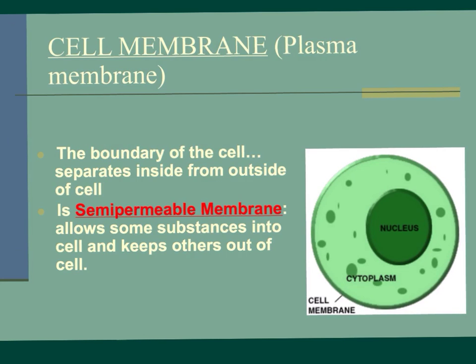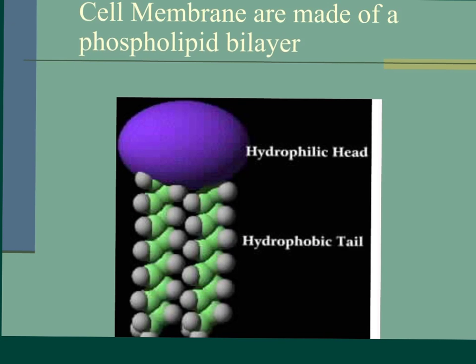This cell membrane is found on all cells. It is the boundary of the cell separating the inside from the outside. It is known to be semi-permeable. It has a semi-permeable membrane, meaning that it allows some substances into the cell while it keeps other substances out of the cell. The cell membrane has a phospholipid bilayer.